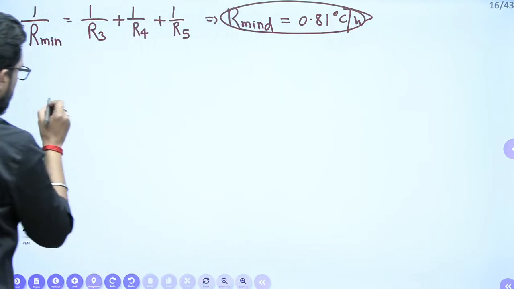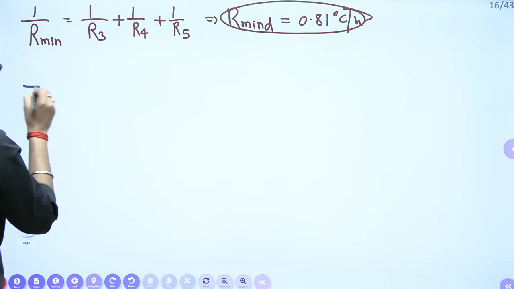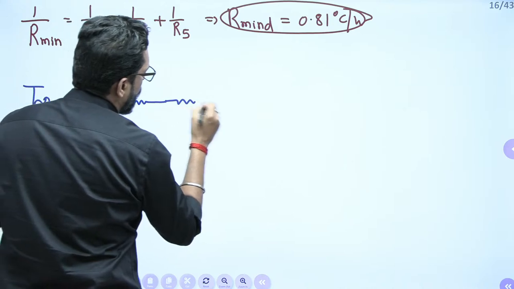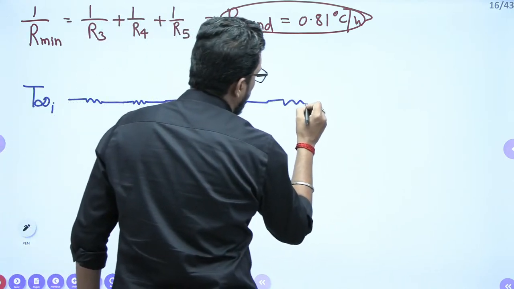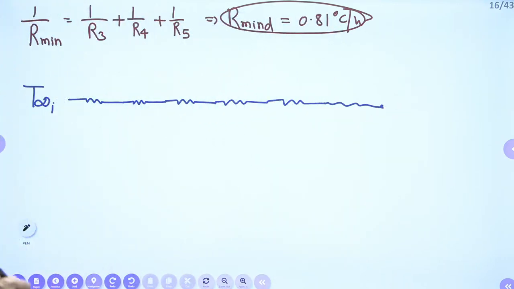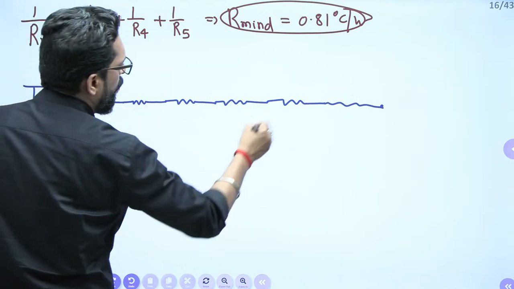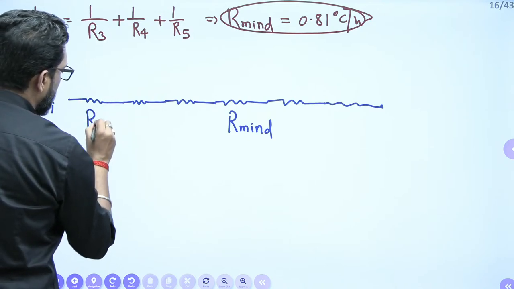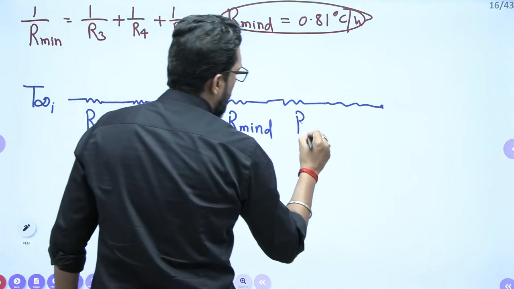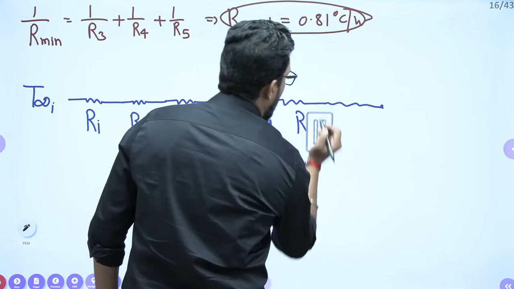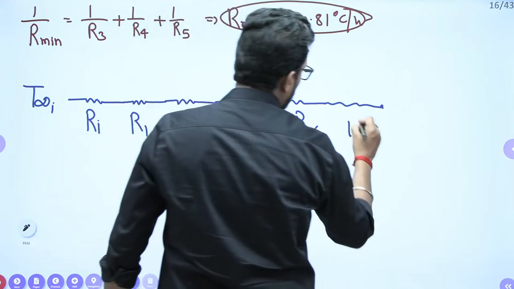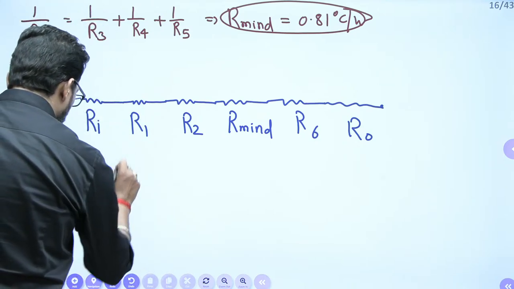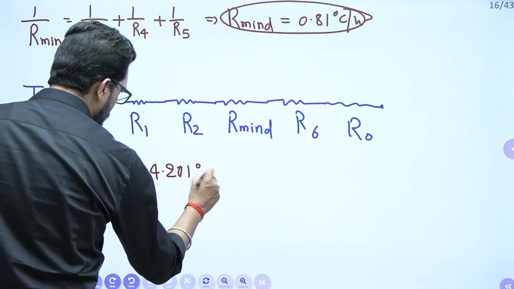So, the resistance is, see, this is your RI, T infinite 1, R of foam, R of plaster, R of middle, R of plaster, R of outside. This is your resistance network: RI, R1, R2, R of middle, R6, and this is your RO. This is in series, so put all the values. R of total is 4.201 degree centigrade per unit watt.